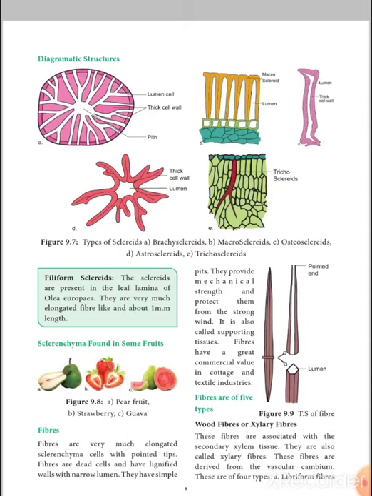Some examples of sclerenchyma are found in some fruits. These are the pear fruit, strawberry and guava. The second type of sclerenchyma is the fibers. Fibers are very much elongated sclerenchyma cells with pointed tips. Fibers are dead cells and have lignified walls with narrow lumen. They have simple pits.